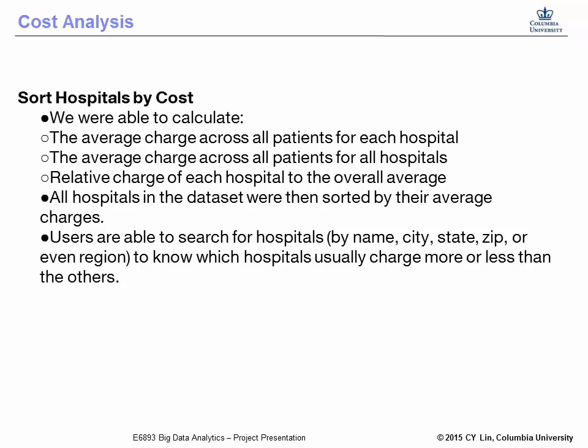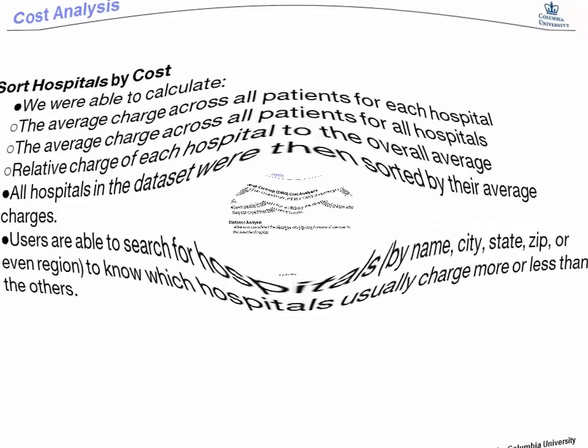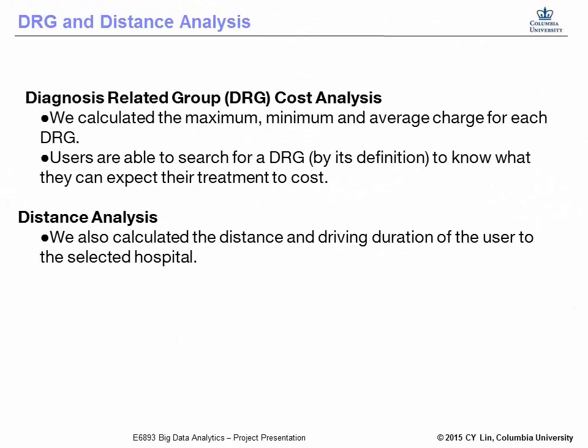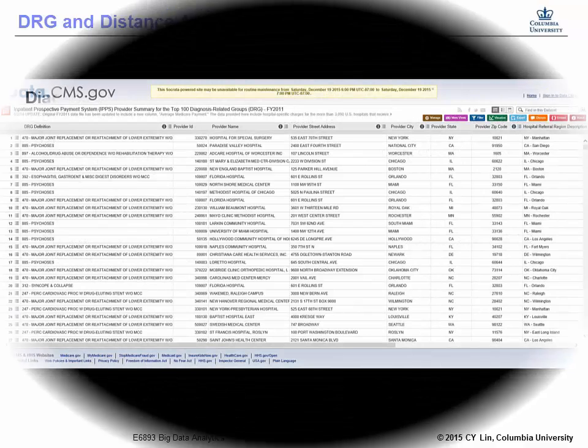Users are able to look up the hospitals by putting in either name, city, zip code, or region. We wanted to create a search so patients could look up a specific symptom and determine the cost of care. We calculated the maximum, minimum, and average charge for a specified DRG. Users can look for a DRG to determine their treatment cost. We also calculated the distance of the user to the selected hospital. The hospital that is chosen was the one that had the least charging for the DRG.